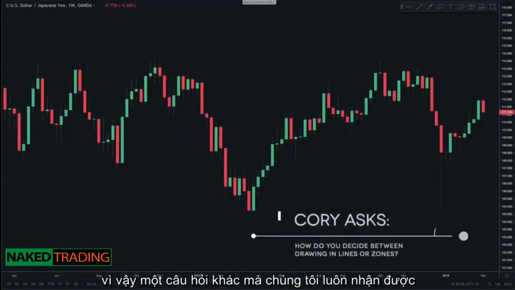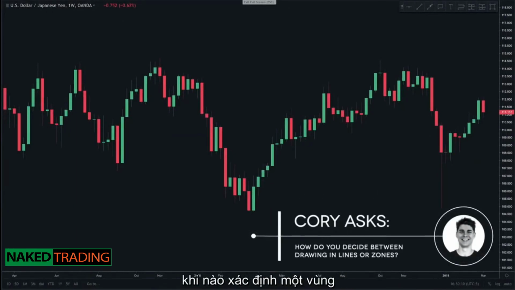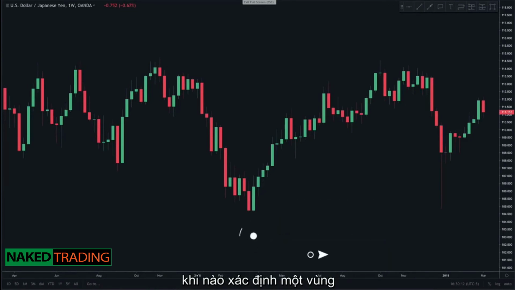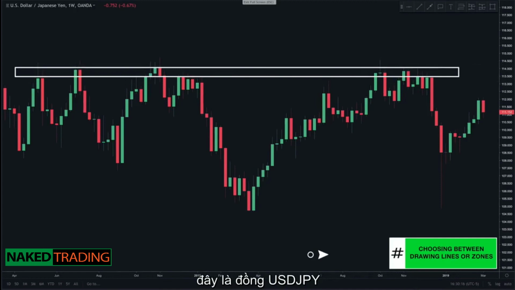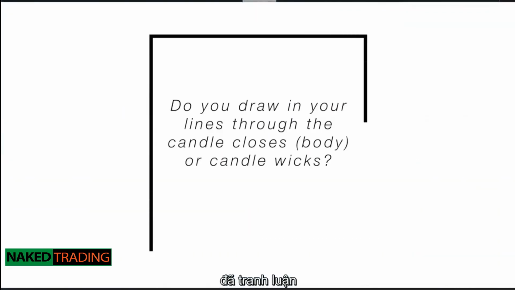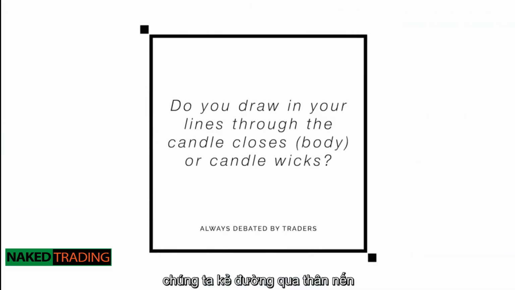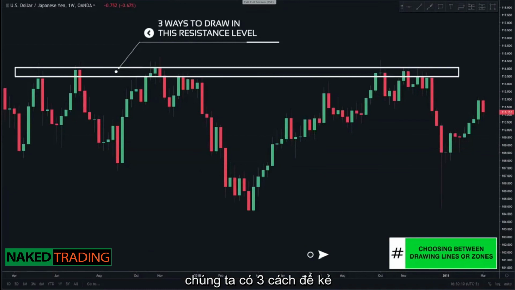So another question we always get asked is how do you know when to draw in lines or zones? So here is the $yen. Along the top, you should be able to spot this key level of resistance here. Now, the concept we're about to show you also helps solve another debate that most traders have, which is, do you draw in lines at the candle closes or do you draw your lines in through the candle wicks? So there are 3 ways to draw in your lines for this top level here.